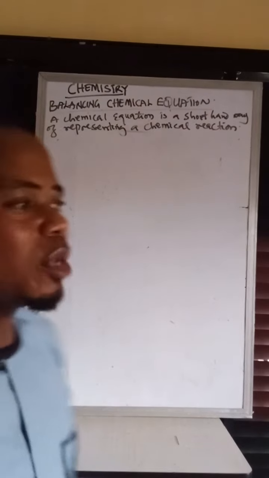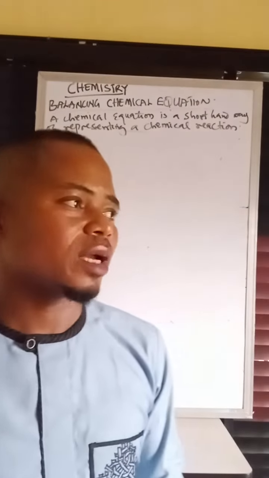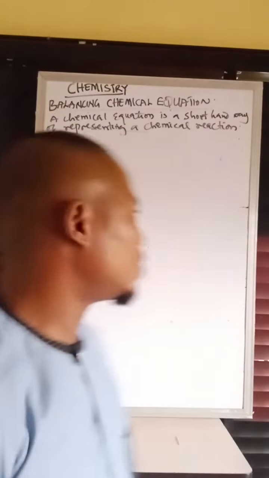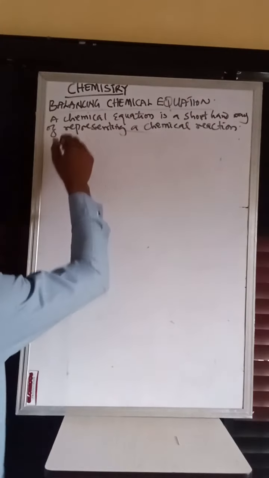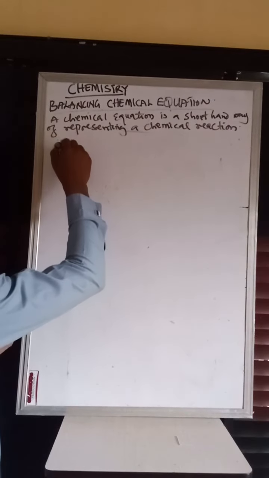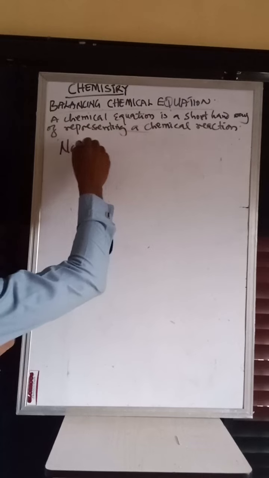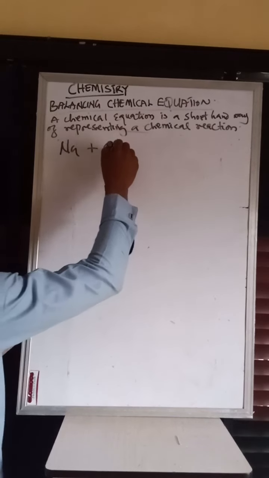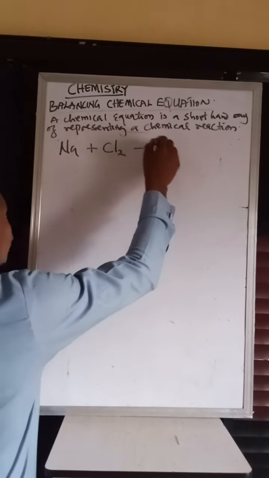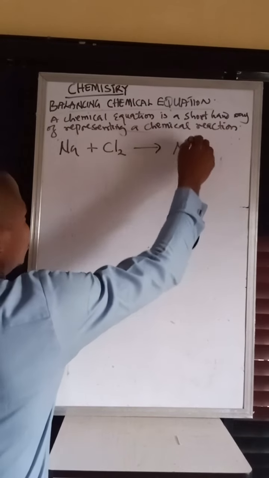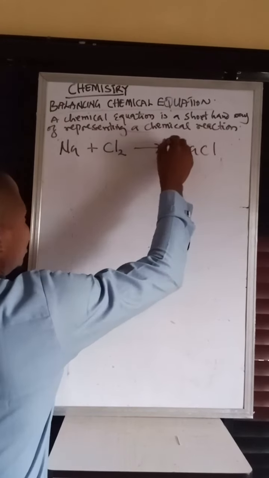So, for instance, in a chemical reaction whereby sodium reacts with chlorine to form sodium chloride, which is normally our table salt, we have, write it down first, sodium reacts with chlorine to form sodium chloride. This is the balanced equation. Let's do an atom count.